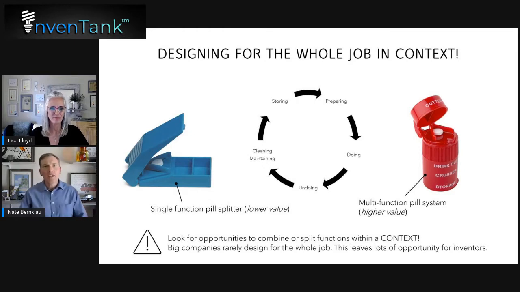That's different. But if we take our pill cutter, for example, they have four distinct things there. They've got a cutter, they've got, let's see, what is it, a drink. It's got a cup, it's got a crusher, and it's got storage in there. And those are clearly labeled and identifiable.